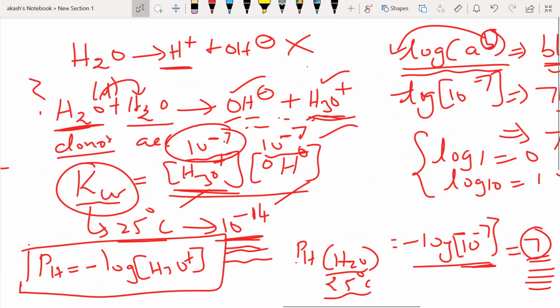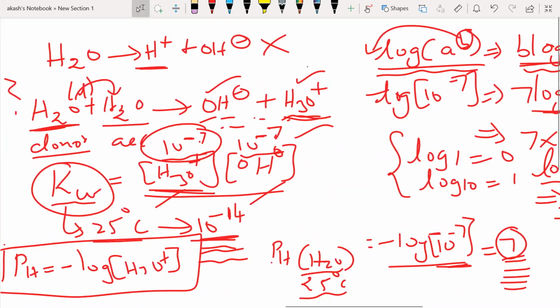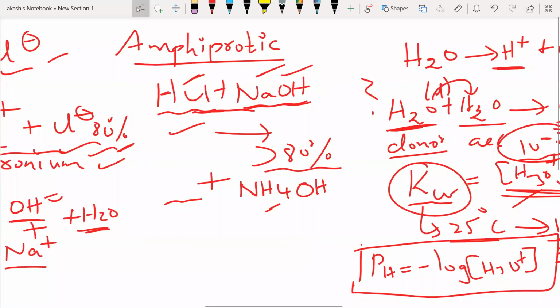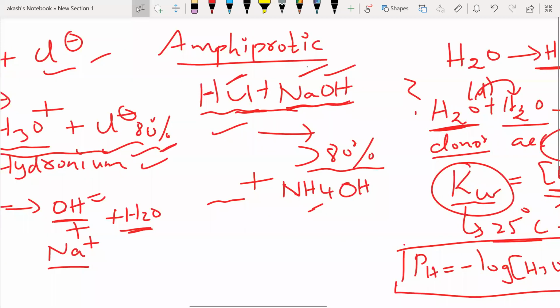Now we'll move on. I think we have to now make a page, see where we started. We started with what are acids, what are bases, strong acids, strong bases, why water, Kw for water, pH of water, and the log calculations. That's it. So we'll move on.